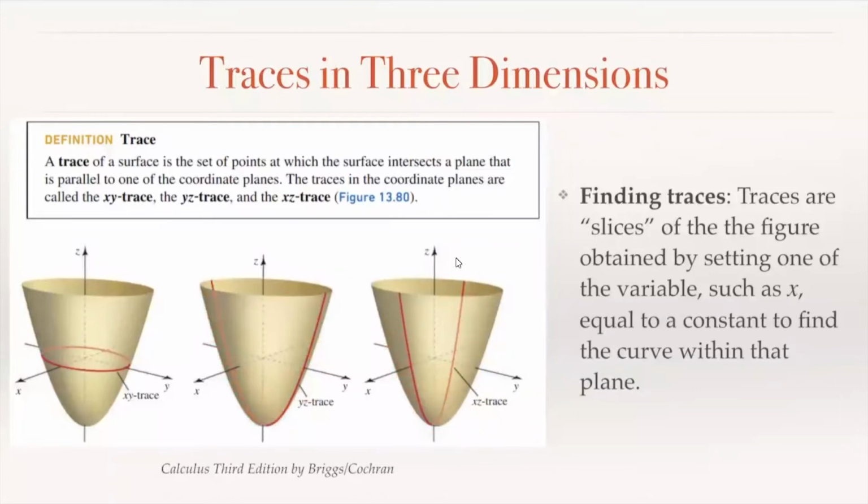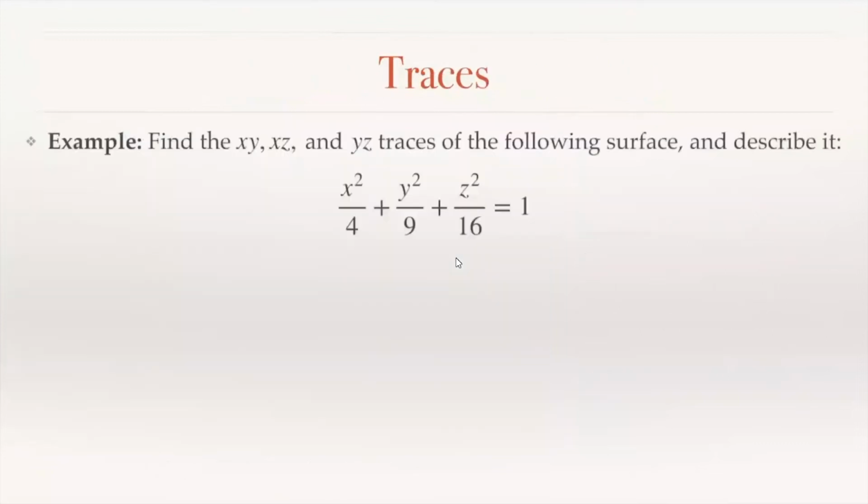And our idea for visualizing equations in 3 dimensions will be to take these slices and then put the puzzle pieces together. So we know it's elliptical horizontally and parabolic vertically. And therefore, we can piece those together and get that this is the overall surface that we see here. So let's do an example. Let's find the xy, xz, and yz traces of this surface and use that to describe the surface.